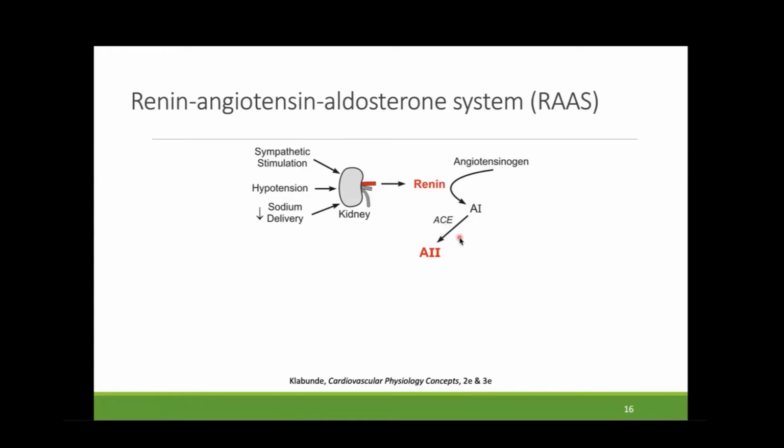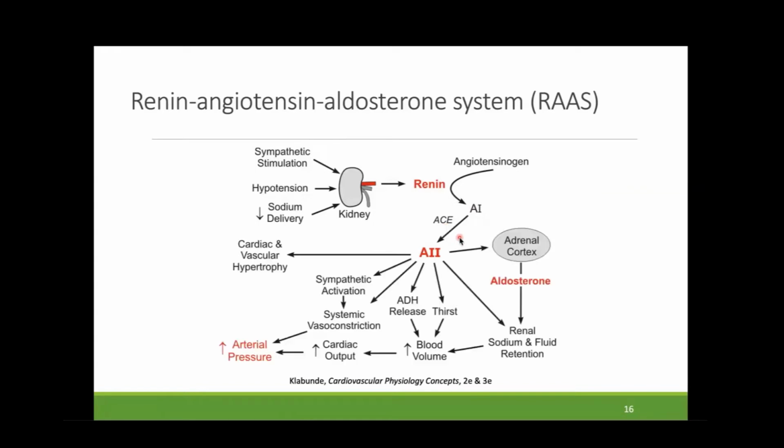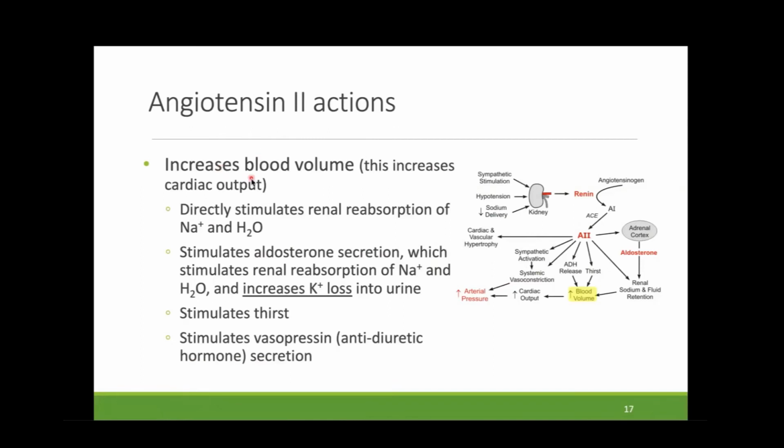Now what I'd like to do is to go through the detailed actions of angiotensin II on the following slides. So first of all, angiotensin II leads to an increase in blood volume, which I have highlighted here. And it does it by a variety of mechanisms. One is that angiotensin II will stimulate the kidneys directly to enhance sodium retention, which causes fluid retention and leads to an increase in blood volume.